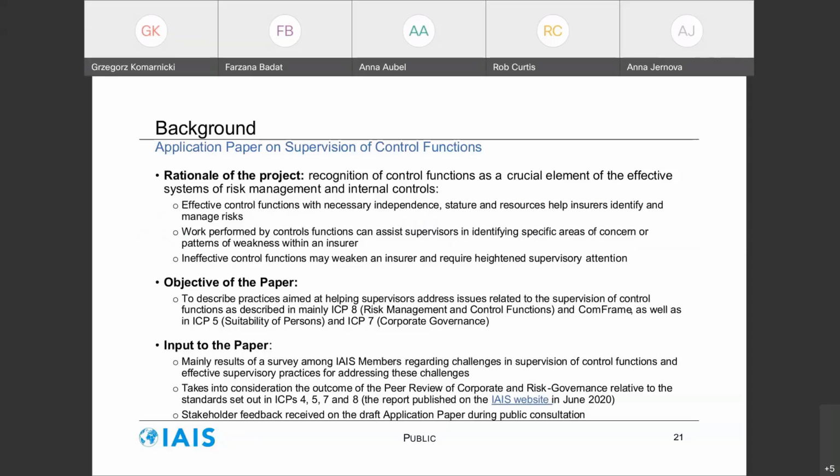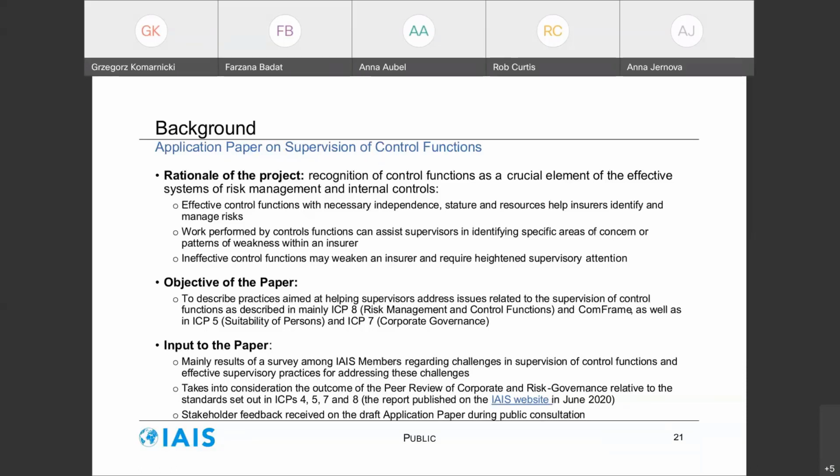So on this slide, you can see some background information related to this project. Regarding the rationale for why we looked into control functions, well, the IAIS recognized that effective control functions with the necessary independence, stature, and resources are a crucial element of the effective system of risk management and internal controls. Work performed by control functions can also be useful for supervisors. On the other hand, though, ineffective control functions may weaken an insurer and require increased supervisory attention. So in this context, the objective of this paper is to describe the practices related to supervision of control functions as described in relevant IAIS supervisory material.